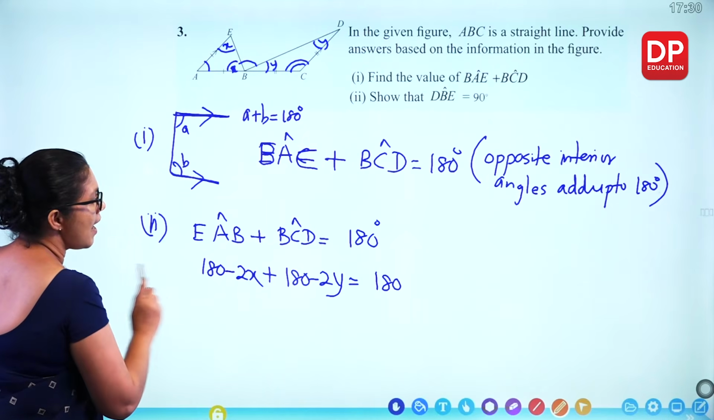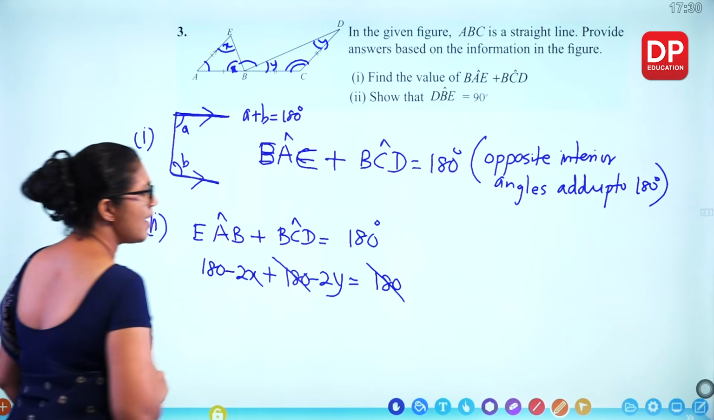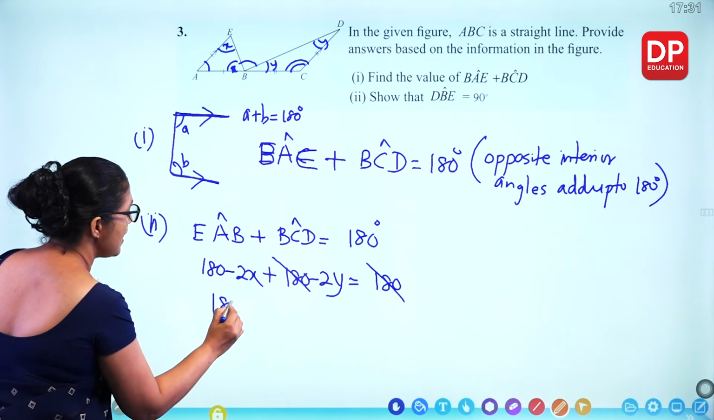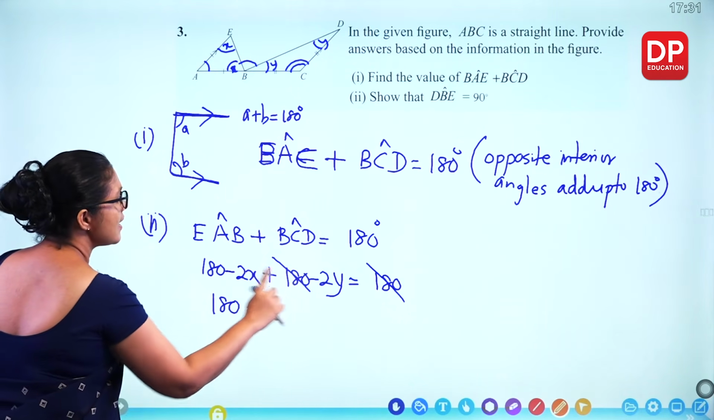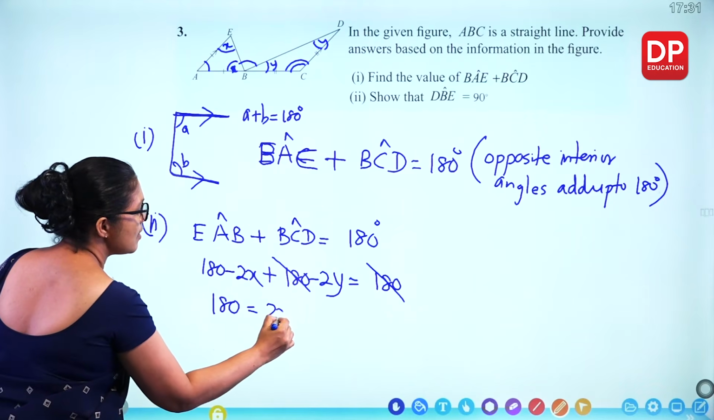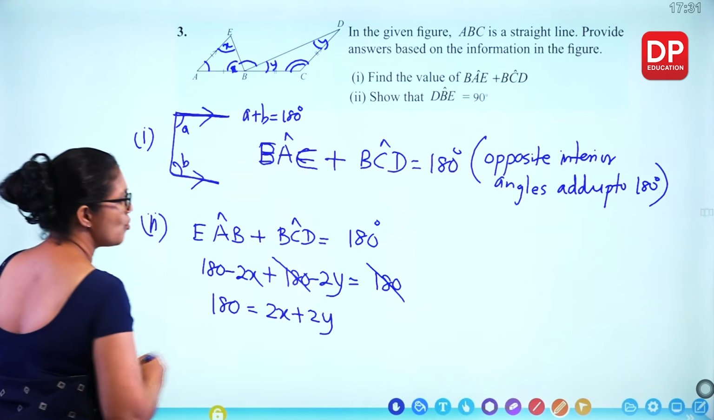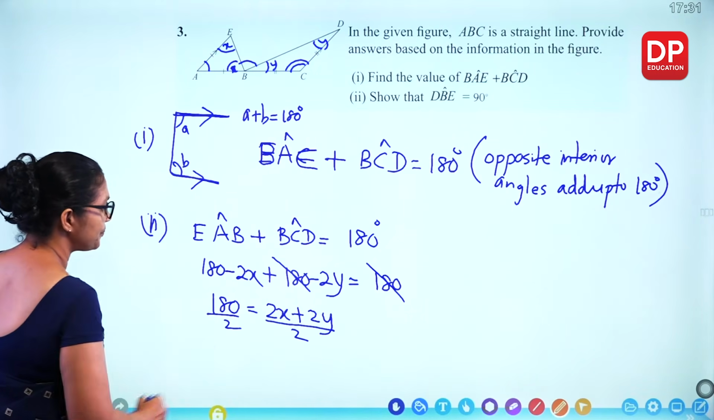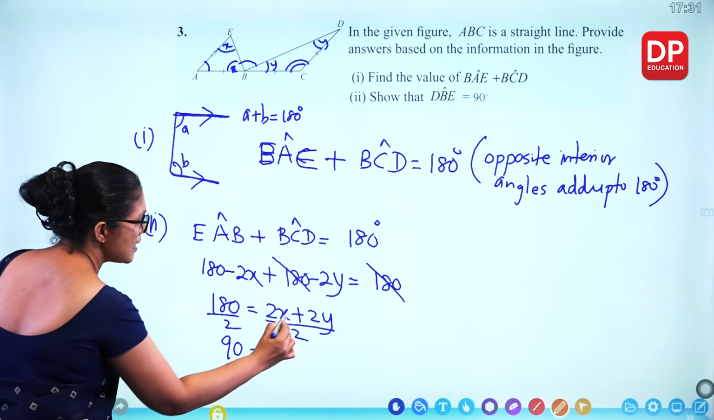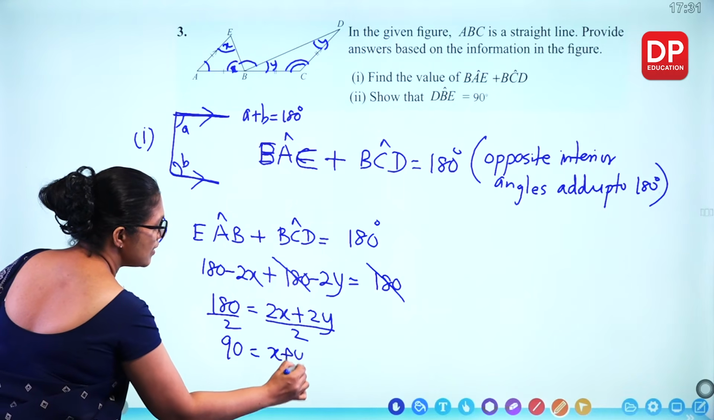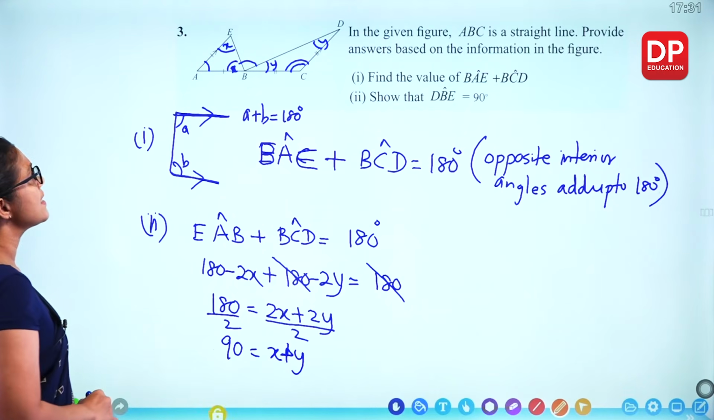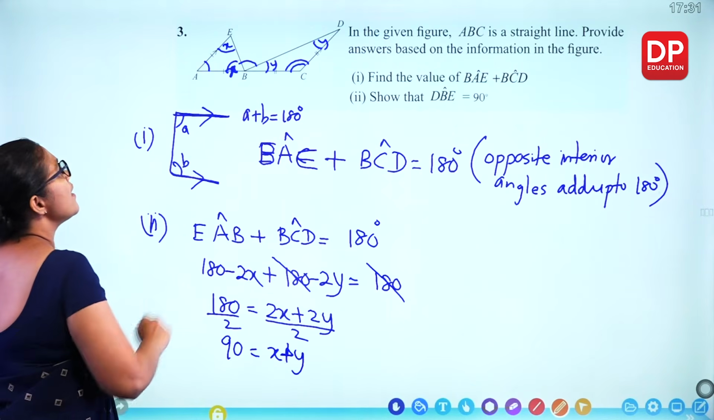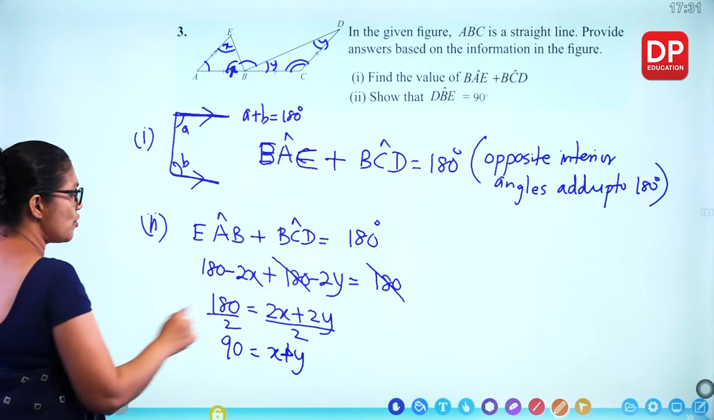So here I can see 180 gets cancelled out. So what you get here? 180 is equal to, take these two terms to the other side, you get 2x plus 2y. So when you divide both sides by 2, what you get? 90 equals x plus y. So what does x plus y mean? Can you see? This is x, this is y. So these two angles add up to 90.